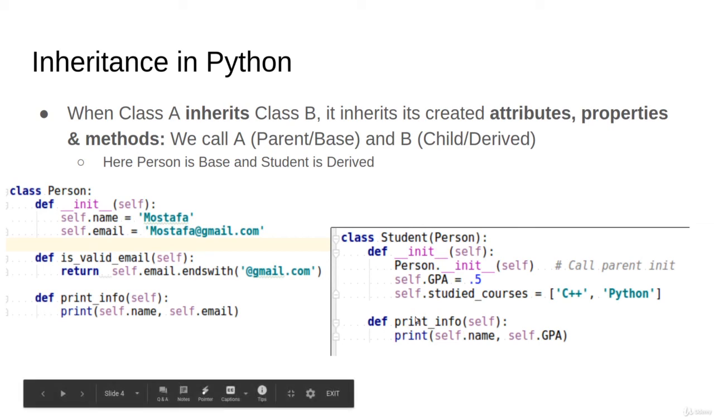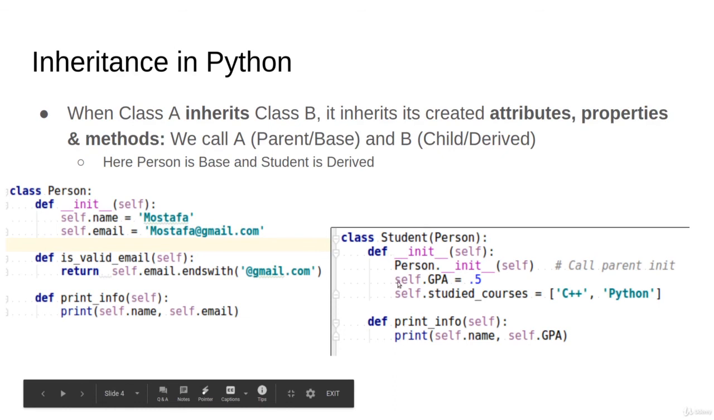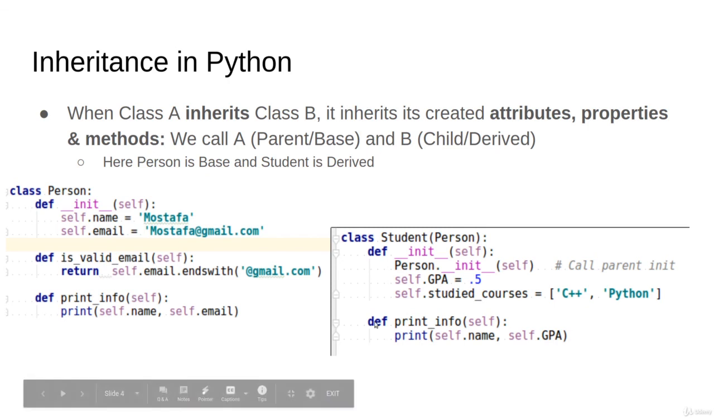However, notice that isValid email doesn't exist here. When this object calls isValid email, it goes to the student class. Does it have isValid email? No, it doesn't. So go to the parent. Does it have isValid email? Yes, it has it. So call the method. So the moral of that is, if the method exists here, we use it. If there is duplication, the old one is cancelled, overridden by this one.